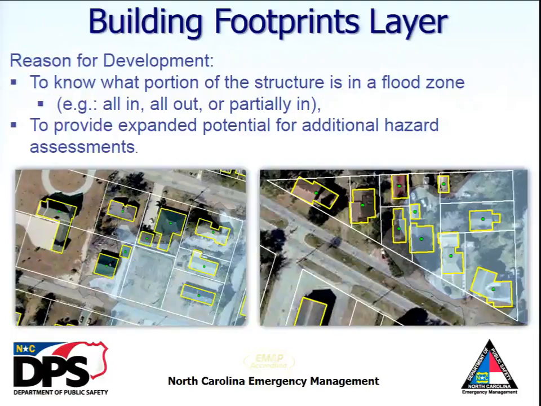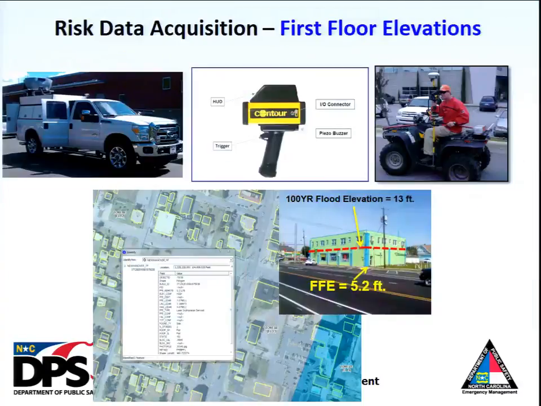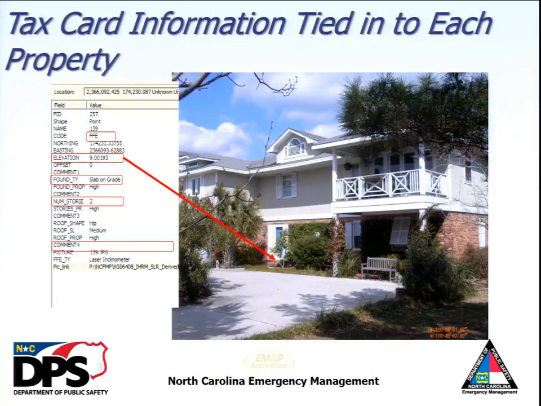And those building footprints are tagged to know what portion of the structure is in the flood zone, and it's used for all the other hazards. We collected first floor elevations for every building in the 100-year special flood hazard area in order to see how deep the water would be in the building if there was an event. And we tied each building to the parcel information that's currently collected by every county. So every building has parcel information. And we attributed building information that either was field collected or came from a hazard run.